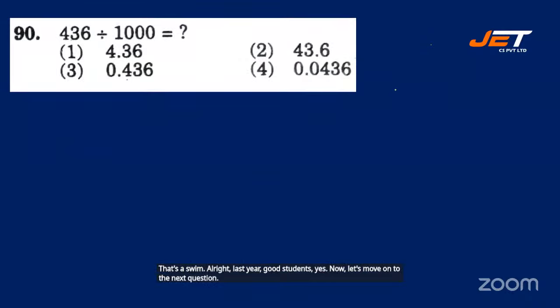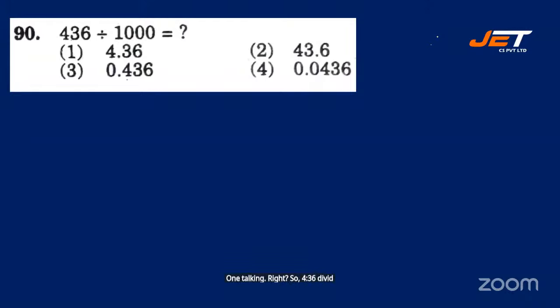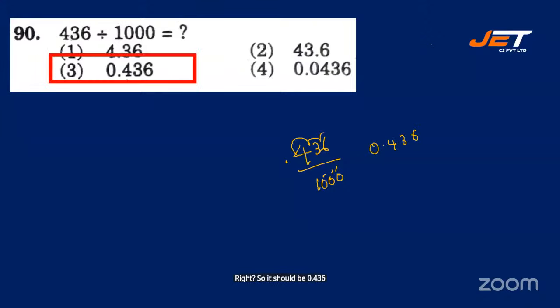What is 436 divided by 1000? So 436 divided by 1000. See, 436 divided by 1000. So here you have three zeros. So the decimal can be kept after 1, 2, 3. So it should be 0.436, which is option 3. Is it clear?